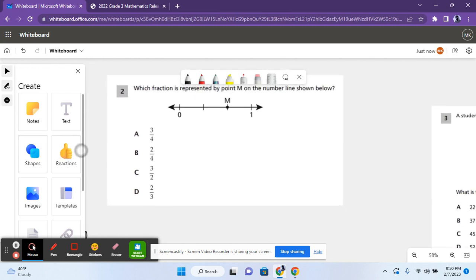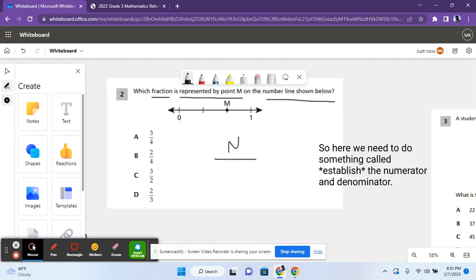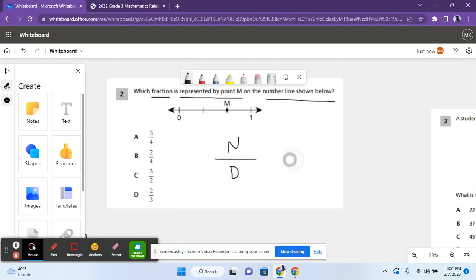So for question 2, it says, which fraction is represented by point M on the number line shown below? So here we have a number line and we need to find out which fraction it represents. So here we need to do something called the numerator and denominator. The numerator is the point that we are on, and the denominator is the total number of points or the total number of parts. So there are 1, 2, 3 parts. You don't include 0 as a part, by the way. So there are 3 parts in total.